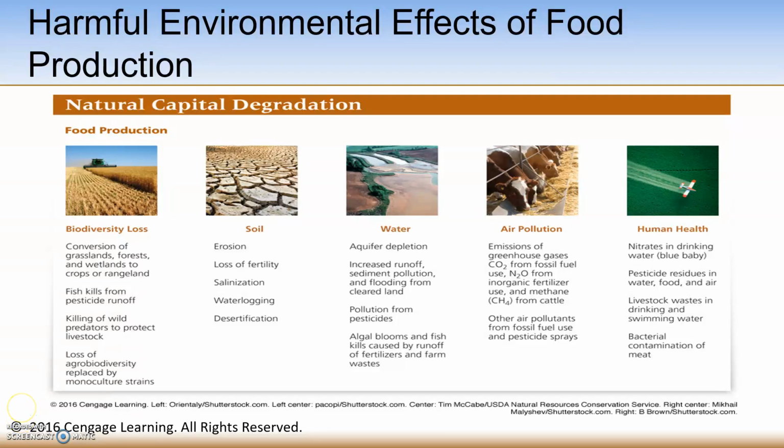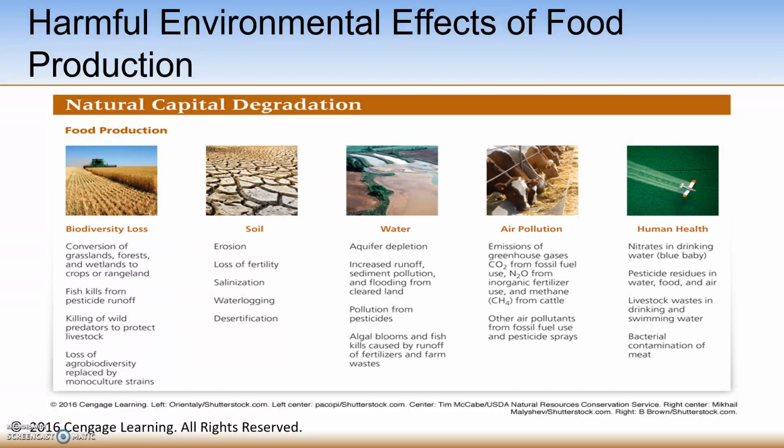As we discuss food production and the ability of food production to meet the growing demand for food as population increases, we need to consider the environmental effects of food production. There are 5 categories listed on the screen of how food production impacts the environment. The first one is biodiversity loss.